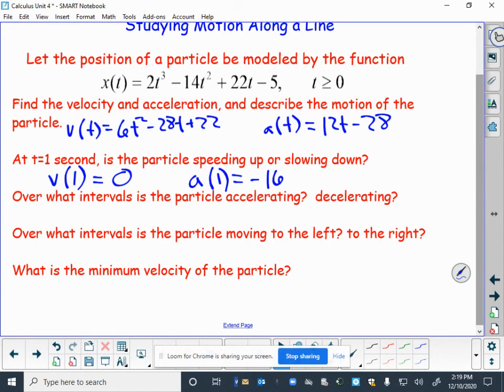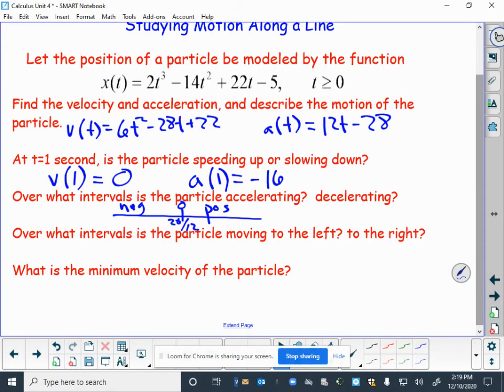Okay, over what intervals is the particle accelerating and where is it decelerating? Well, we know that the key here is at 28/12, that the acceleration is 0. This is a line with a positive slope, so it must have been negative over here and positive over here. So we would say it is decelerating between 0 and 28/12 and accelerating to the right of 28/12.